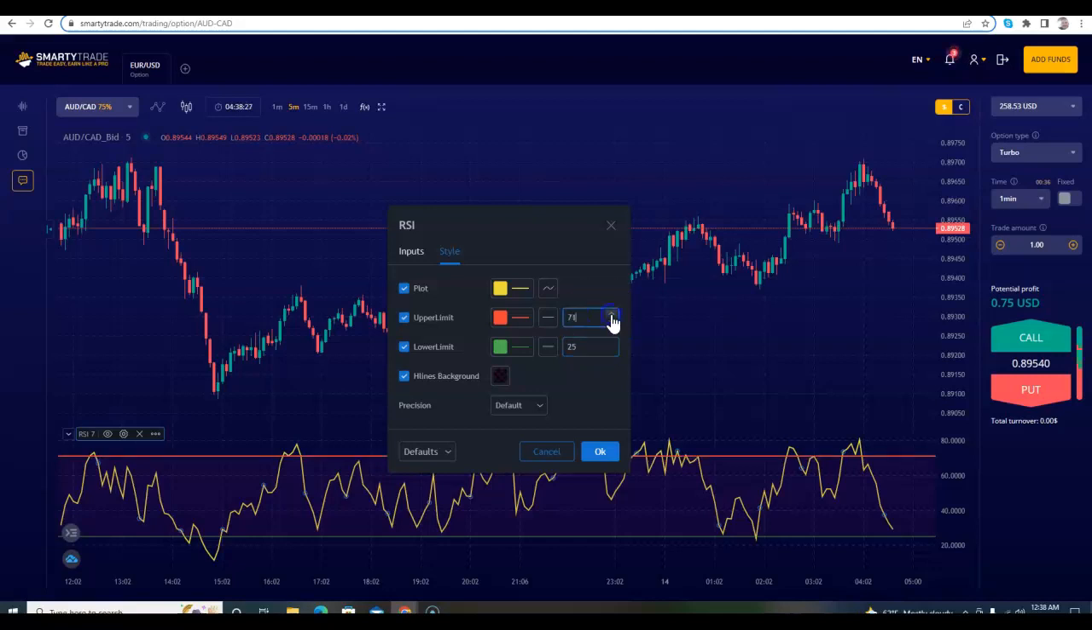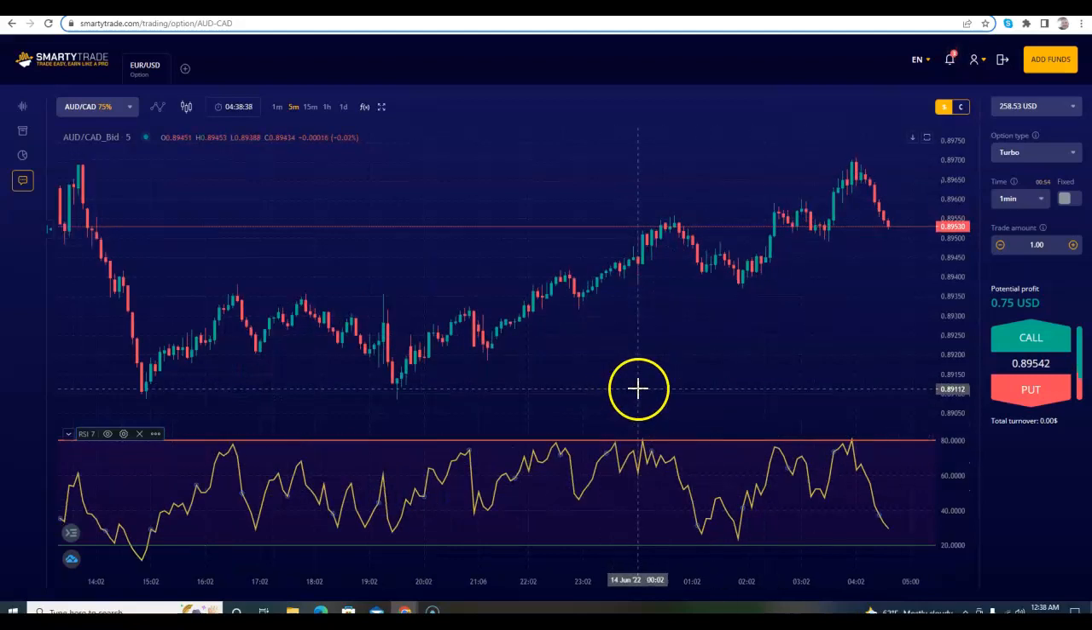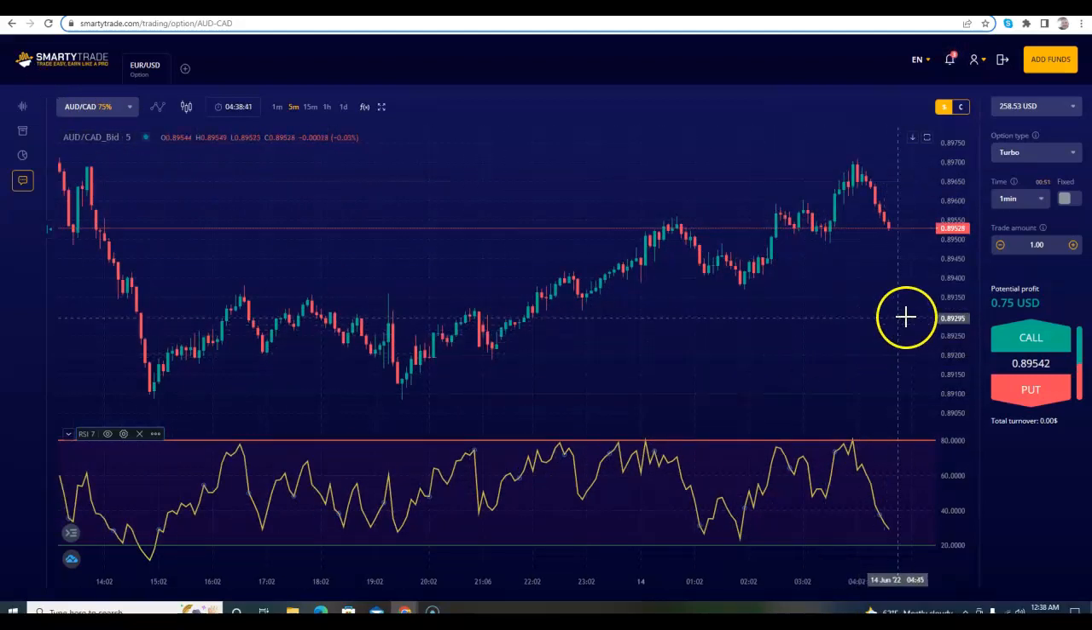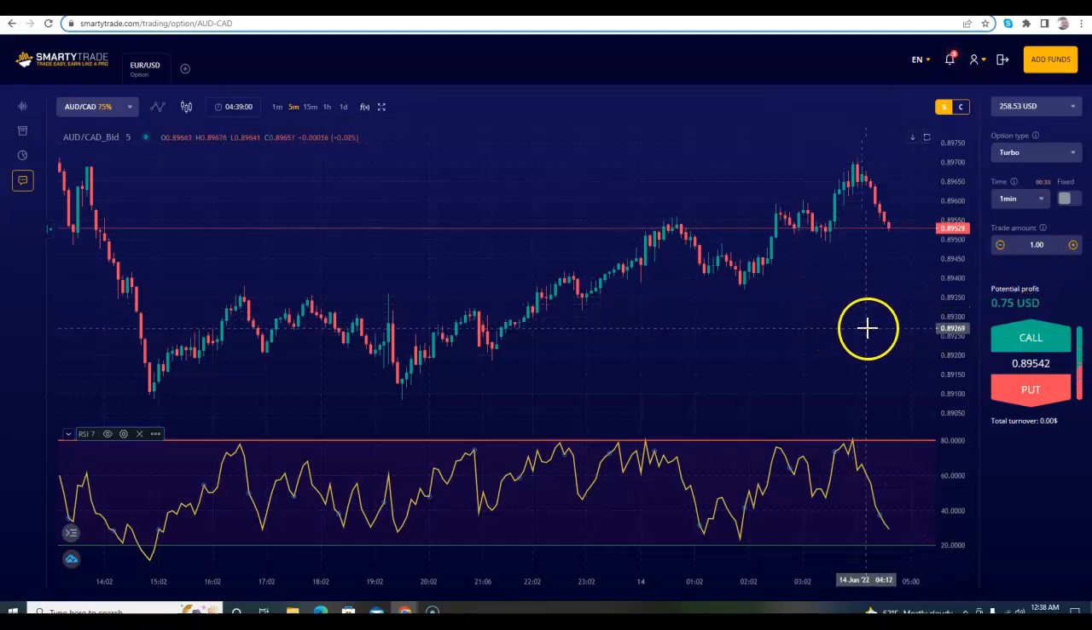I'm going to change this to 25 and 75, or actually I'm going to change it to 80 and 20. Feel free to mess around and use the settings as you would like. So looking at AUD-CAD, if we were to enter a trade right now, if we were to risk $1 and we lost that trade, we would lose $1. If we entered this trade and we won this trade and we're still risking the same dollar, we would win $1.75.